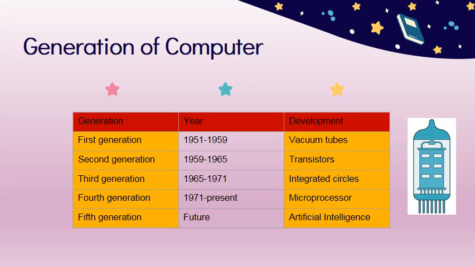The computers that are currently being researched and developed are the fifth generation computers. These computers are the most advanced computers. Scientists are now trying to develop fifth generation computers in a way that they can think on their own. This is called artificial intelligence. Robots work on this technology.